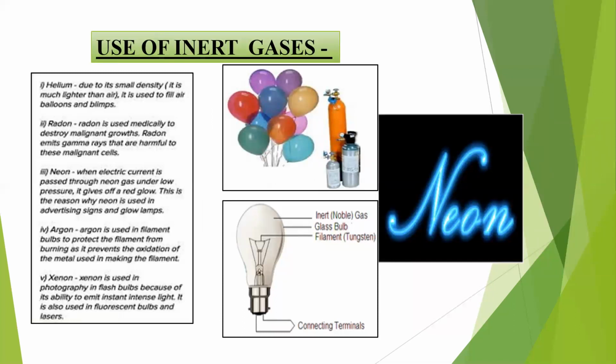And the last one is the inert gases. They are chemically inert, non-metallic gaseous elements. They are found only in traces in air, and there are 6 in number: helium, radon, neon, argon, xenon, and krypton. But krypton is not included over here. I have included only 5.